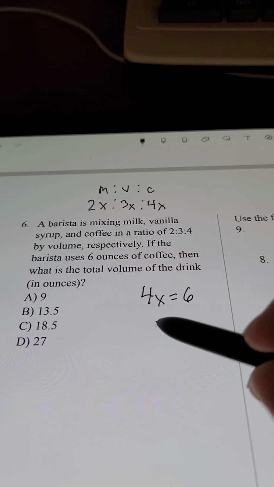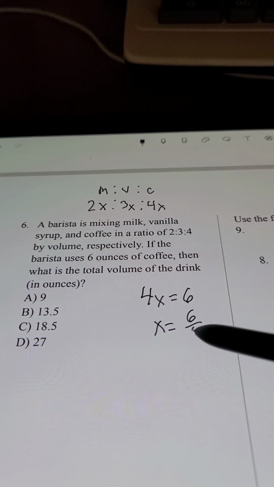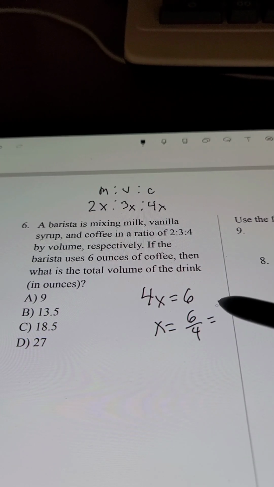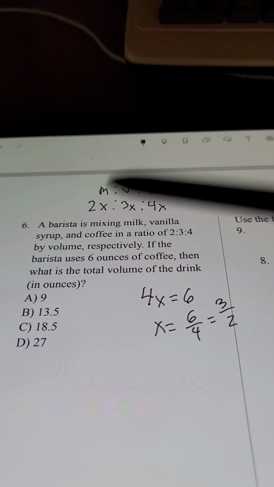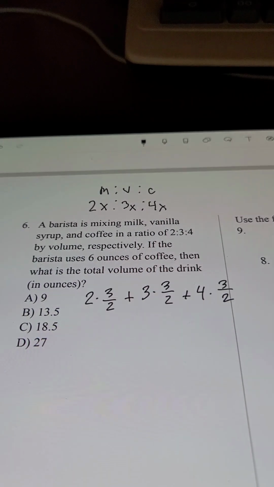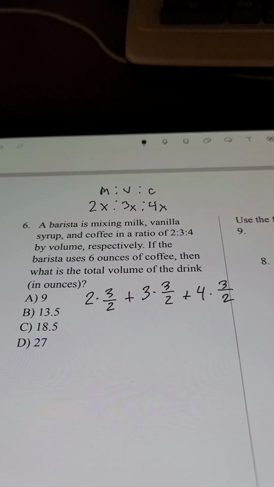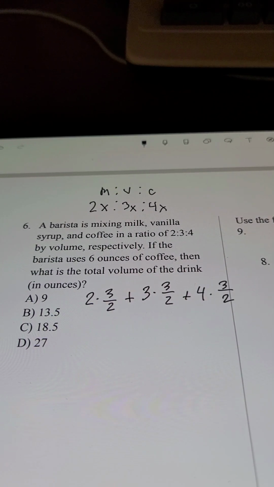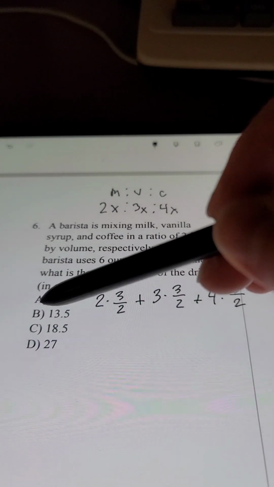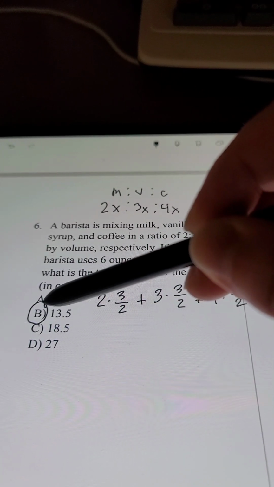So when I divide by 4, I get 6/4, which if I simplify by dividing by 2 on top and bottom is just 3/2. So X is 3/2. So now I'm going to plug that in for X in each of those. That's all I'm doing here. I'm just plugging it into each of these and adding it all up to get the total volume. And when you do all of that, you're going to get 13.5, B as your answer.